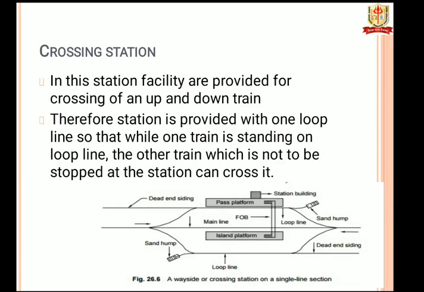Slow passenger trains mostly stop at a small station, whereas the mail and express trains stop at a major station. Crossing type wayside station can be provided on a single line, double line, and triple line railway track. So, typical layout of crossing station are shown in the figure.